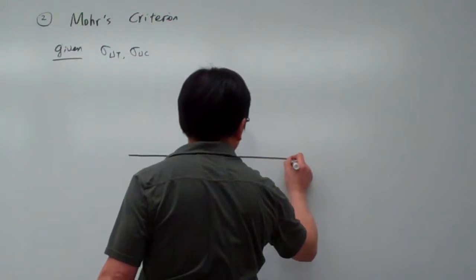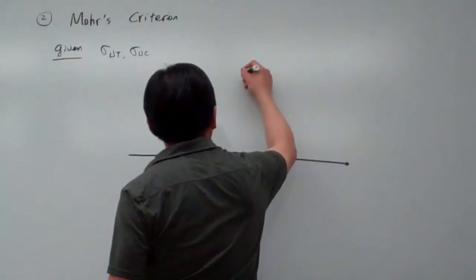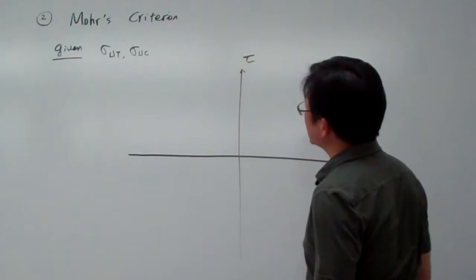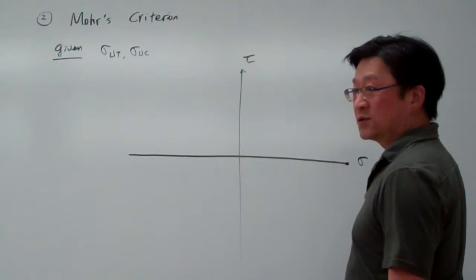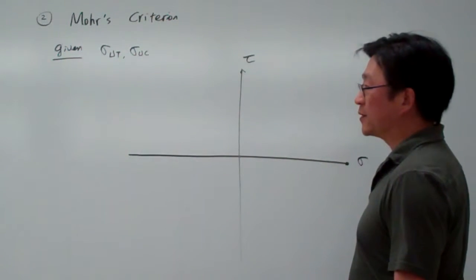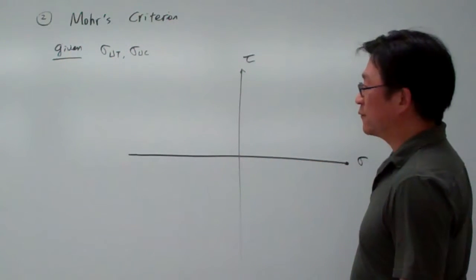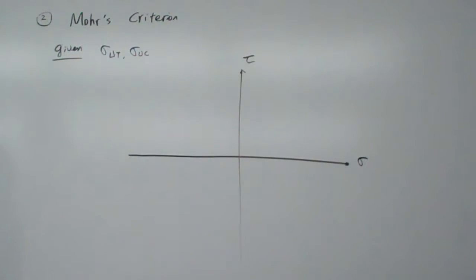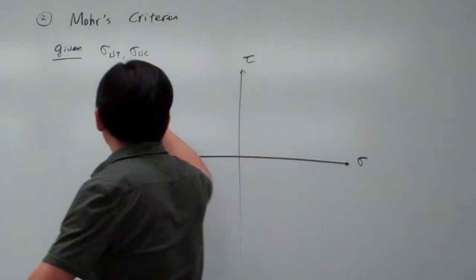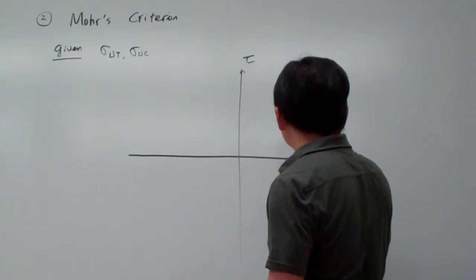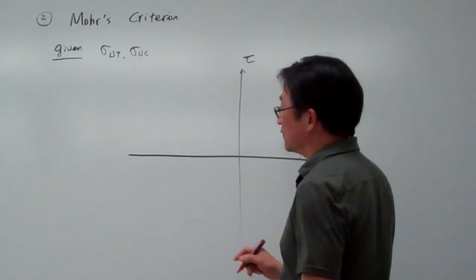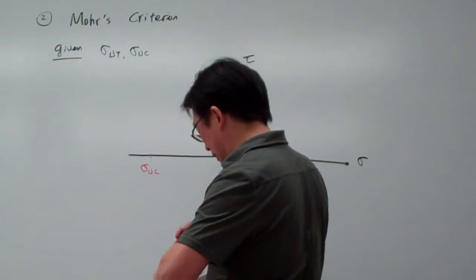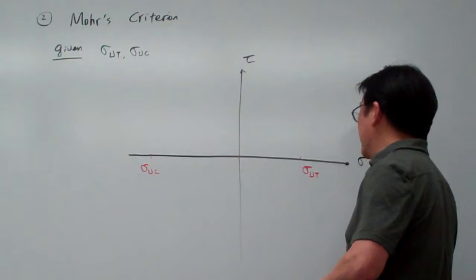It is built upon the Mohr circle, so here we're going to use the Mohr circle, with normal stress on this axis and shear stress on this axis. We're going to draw a few more circles and use them to build up the envelope of the safe region. Once we have the material properties, we simply label them here: sigma UT, positive, and sigma UC, which is usually negative, the compressive stress.